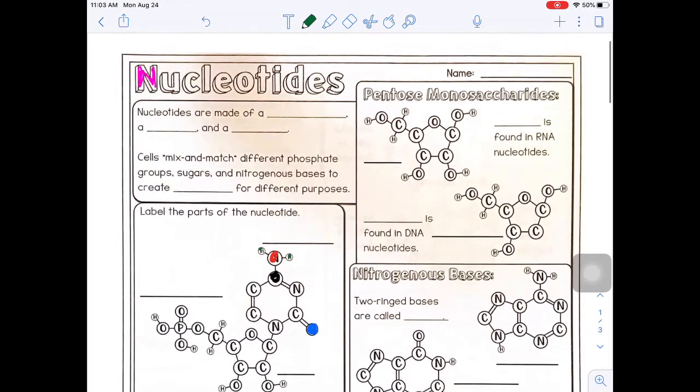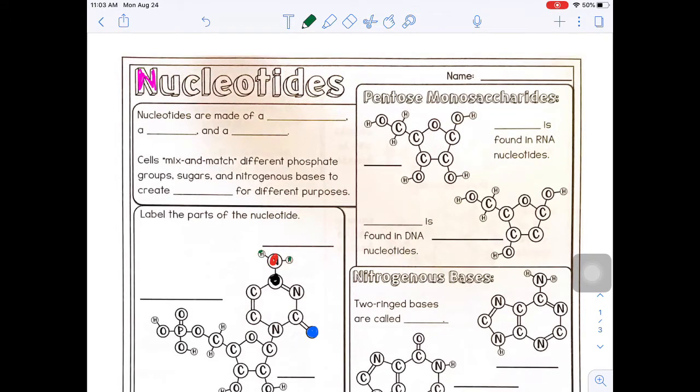Then up in the pentose monosaccharides. So what are the differences between these two sugars? One is a deoxyribose and one is a ribose. Why don't you circle what the differences are there?